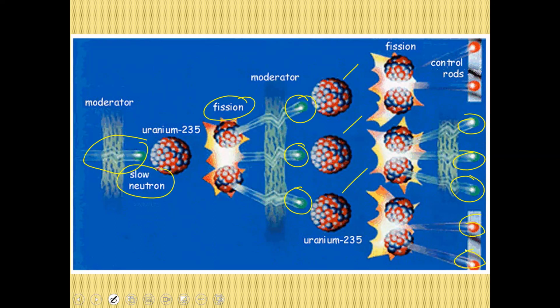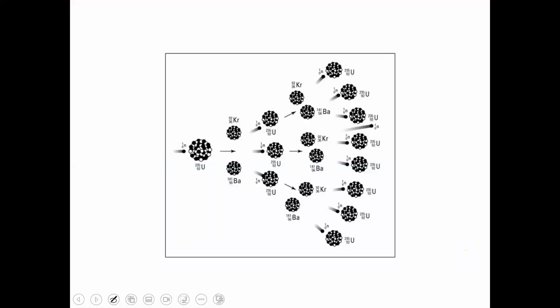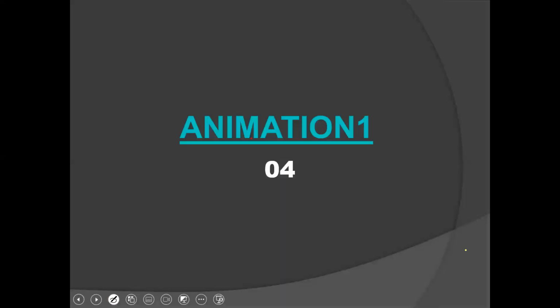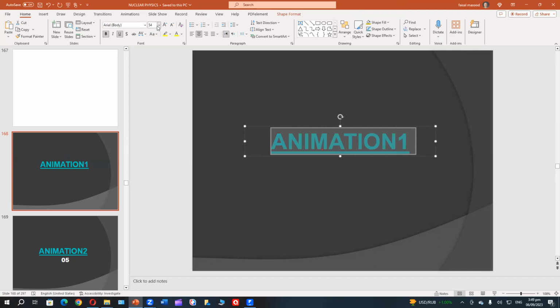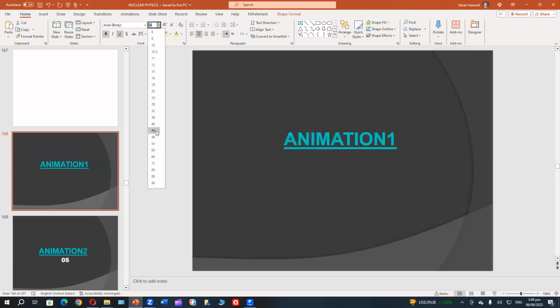Once you start this process, it goes on forever. It is like a chain process. And this process releases a huge amount of energy. Why does it release such a huge amount of energy? According to Einstein's equation, this process is highly exothermic.